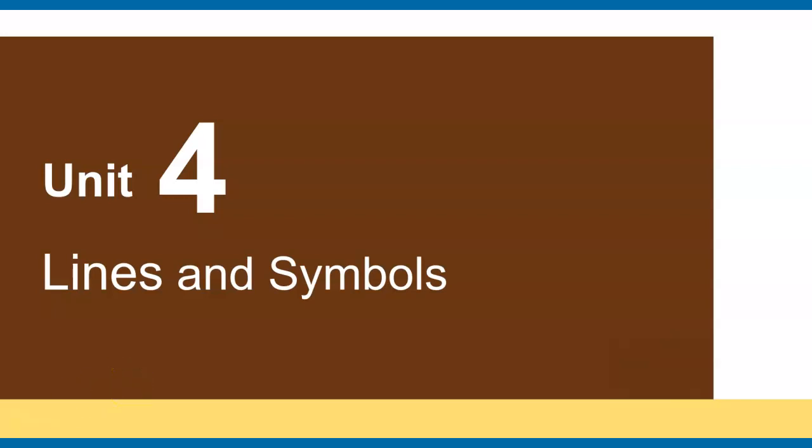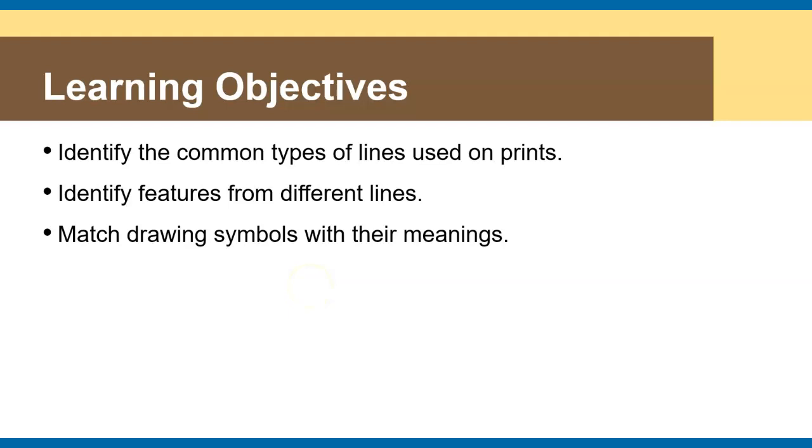So we're going to continue in our course of blueprint reading, and we're going to discuss Unit 4 from the text, Lines and Symbols. Your learning objectives in this unit are to be able to identify the common types of lines used on prints and identify those features of those different lines and be able to match drawing symbols with their meanings.